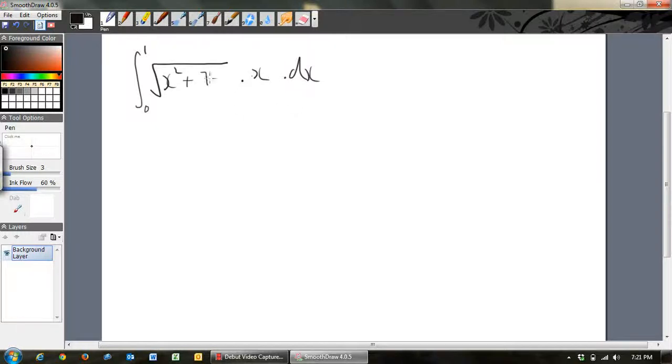Looking at this, you say to yourself, well, we've got a function inside a function. What's the derivative of the inside function? Well, it's 2x. And we've got this x sitting there, so we can use that as our derivative, and we should be happy. So let u be equal to the inside function, x squared plus 7. Therefore our derivative, du/dx, is equal to 2x. There's our key information for our substitution.